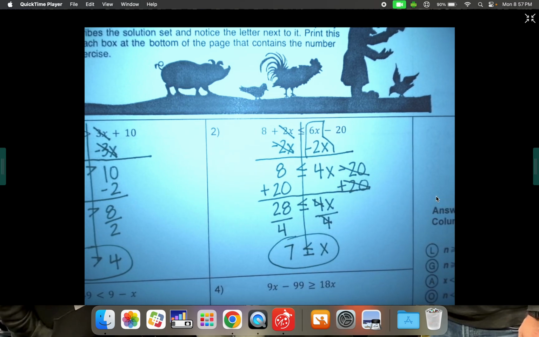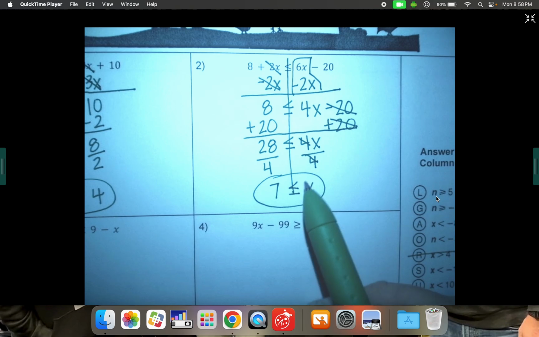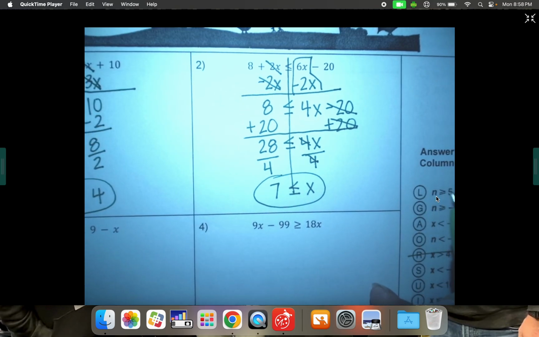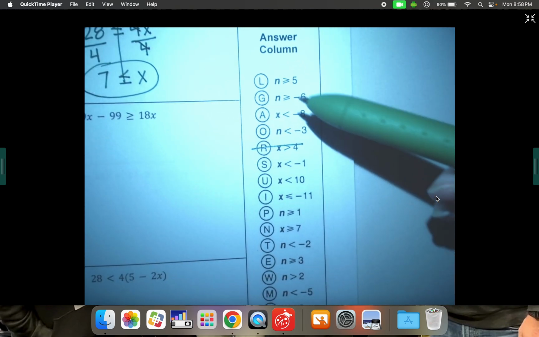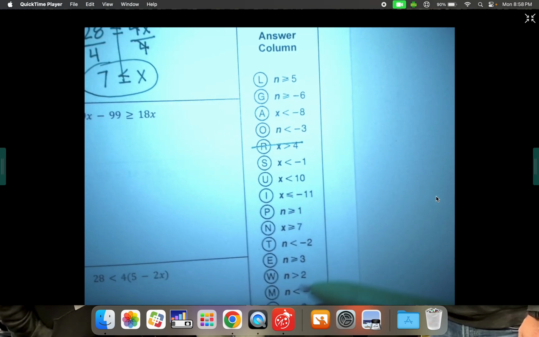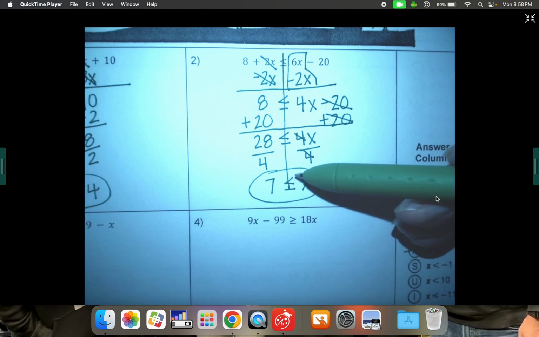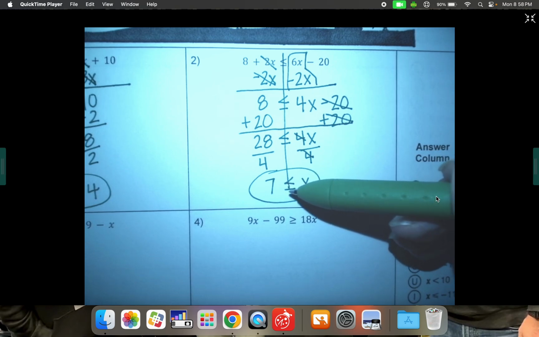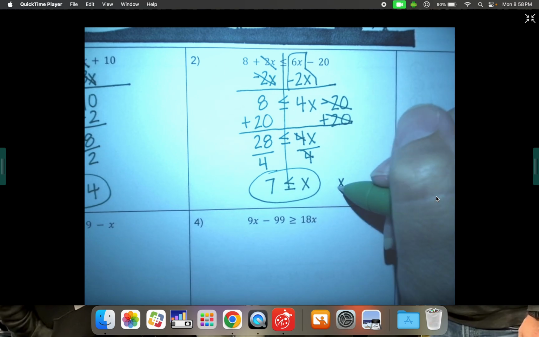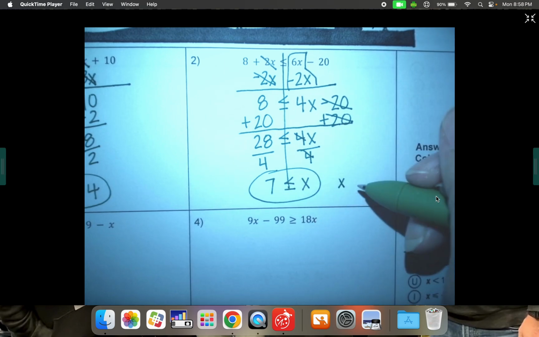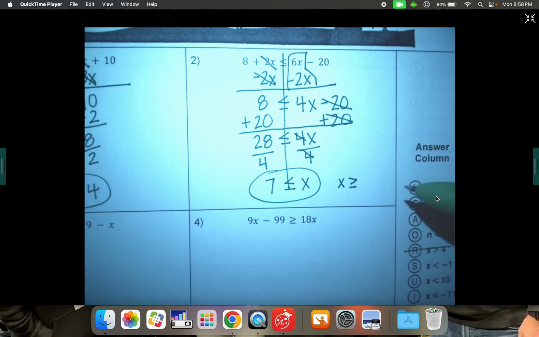So here's what I have. Because my variable is on the right side, but all of my answers over here have the variable on the left side, I really need to read it backwards, from right to left. So this says x is bigger. See how the open mouth is toward the x? So x is everything bigger than or equal to 7. In fact, if it helps you rewrite it over here, x is greater than or equal to 7. So what we're looking for is this.